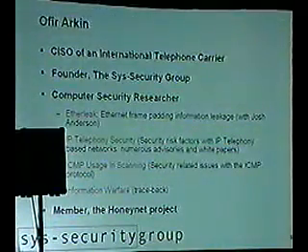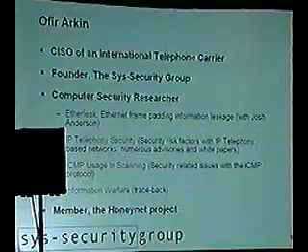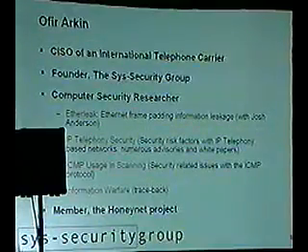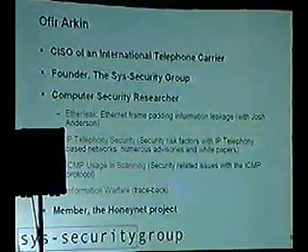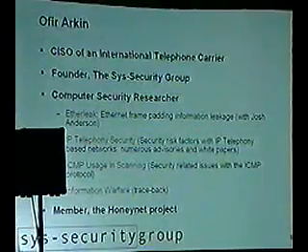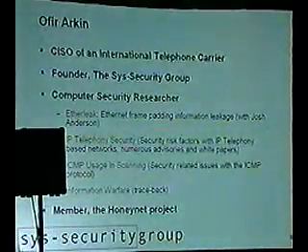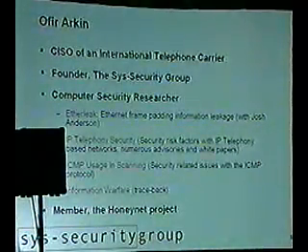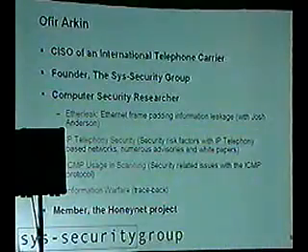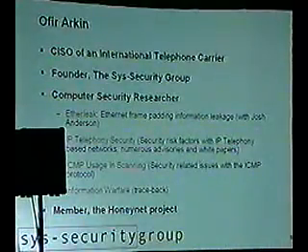Well, currently I am the CISO of an international telephone carrier. I do computer security research in my own spare time. If you remember the Etherleak paper about the Ethernet frame padding information leakage, this is a paper I wrote along with Josh Anderson. I also published several papers on IP telephony security and other papers. I'm also a member of the Honeynet project.